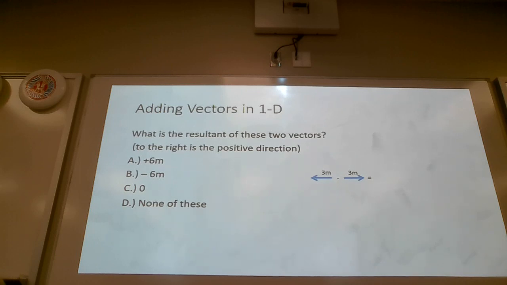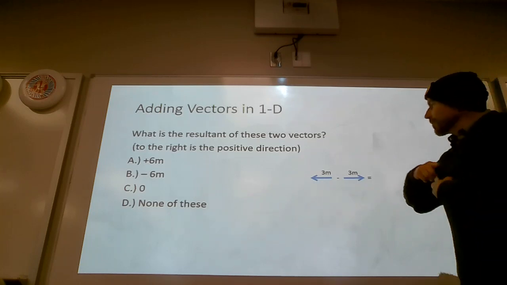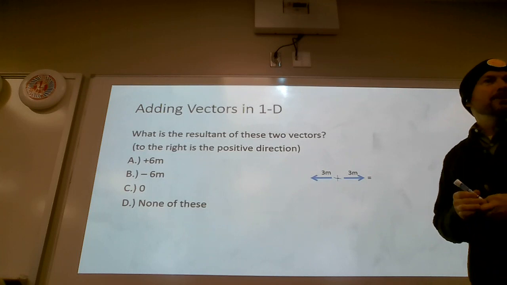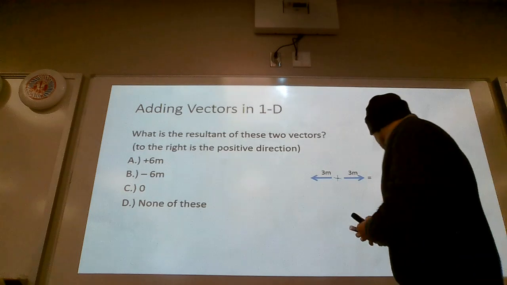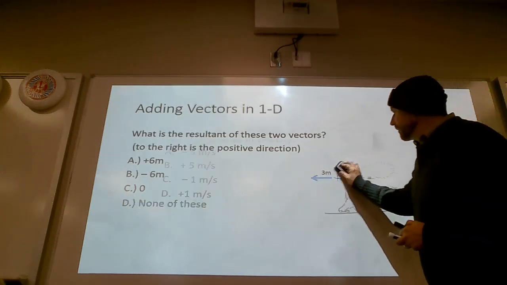Tell your neighbor. Okay, correct answer is B. If this was plus, it would be what? 0. But it's minus. So you gotta flip it first. How are we doing? All right.